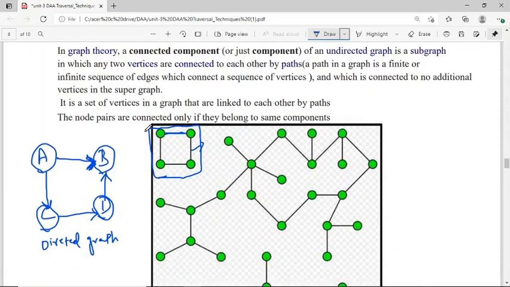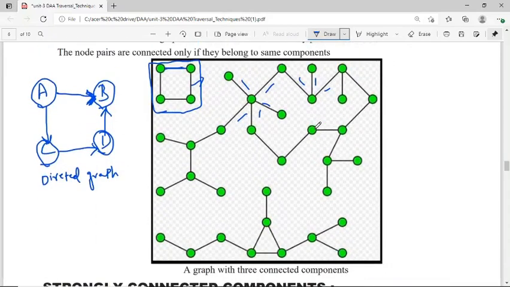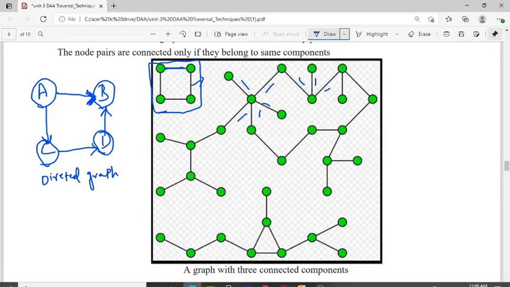Here in the graph, it is a set of vertices in a graph that are linked to each other by paths. Can you see this one? All these edges are known as paths also. The node pairs are connected only if they belong to the same component. So how many components are here in this graph? Here 3 components are there, a graph with 3 connected components.